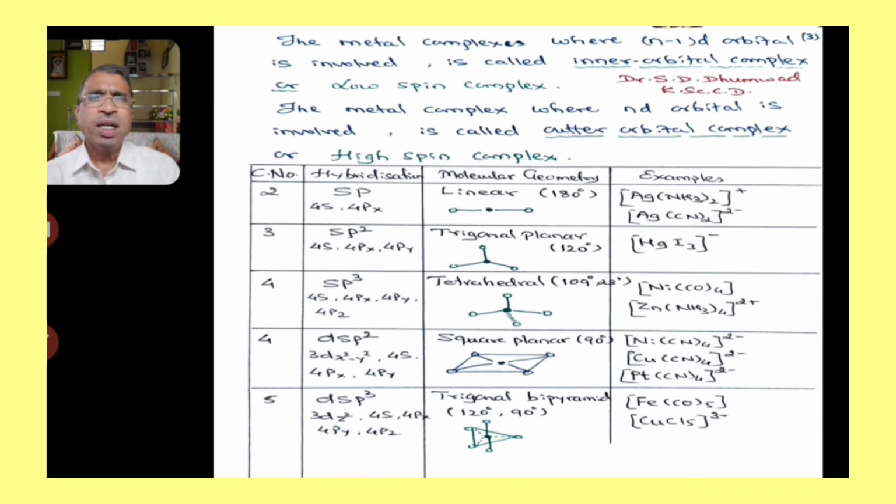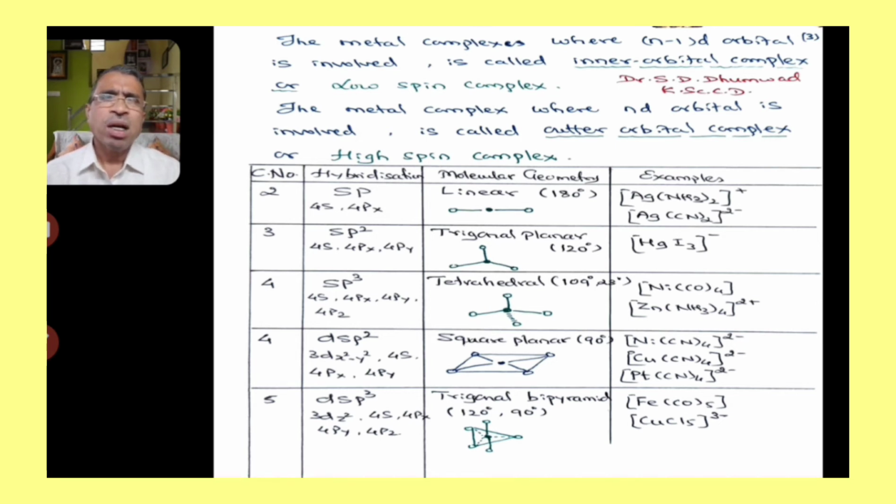Now, coordination compounds have different hybridization based on the coordination number. If the coordination number is 2, then it has sp hybridization, where the 4s and 4px orbitals are involved in the hybridization, giving linear geometry with a bond angle of 180 degrees. Examples of such geometry are the diamminesilver(I) ion and the dicyanoargentate(I) ion.